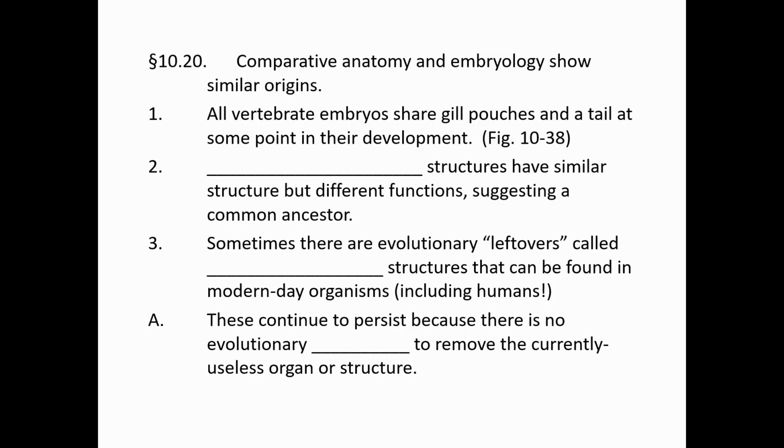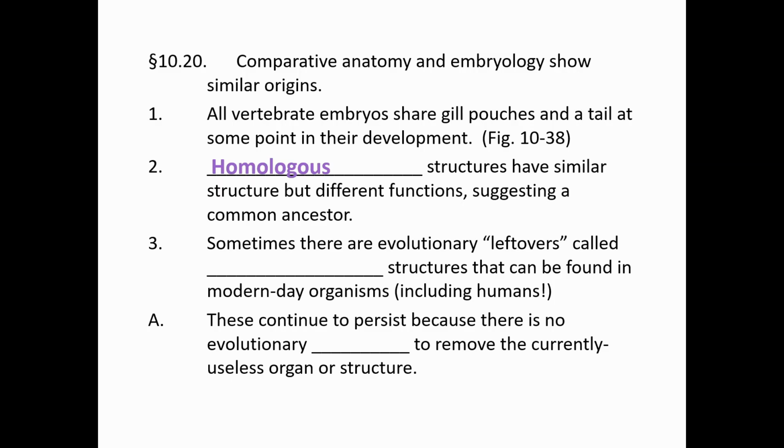Next, we get into comparative anatomy and embryology, which is our third piece of evidence supporting evolution and showing the similar origins between organisms. When we look at vertebrate embryos in the very early stages, we see that all of these embryos share what we call gill pouches and a tail at some point in their development. The gill pouches and tail may disappear later, but every embryo has these structures at some point, including humans. And so we would call this a homologous structure, where the structure is similar but the functions end up being different down the line, suggesting that there is a common ancestor.